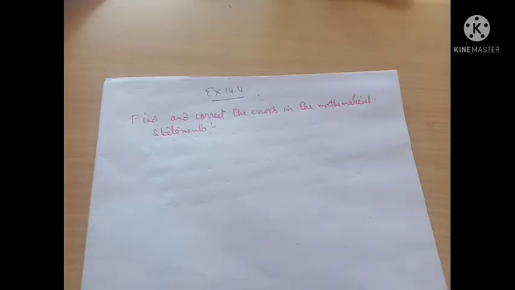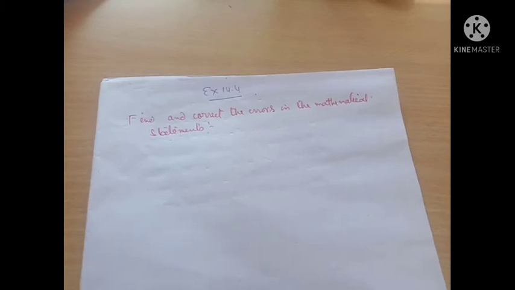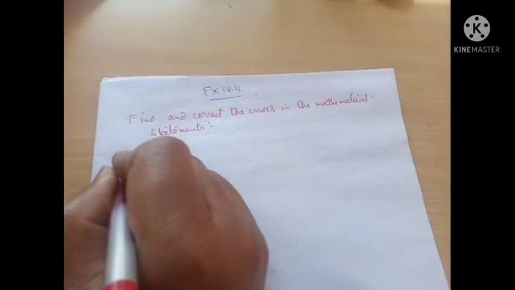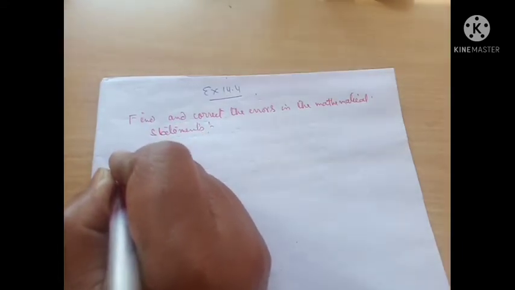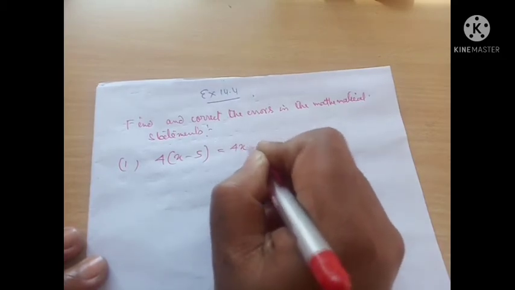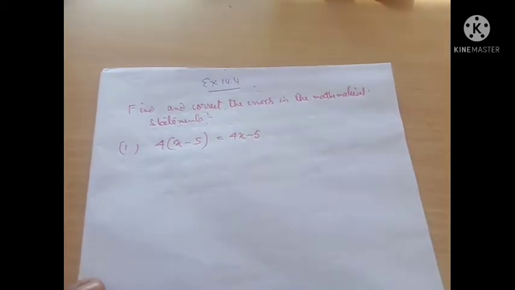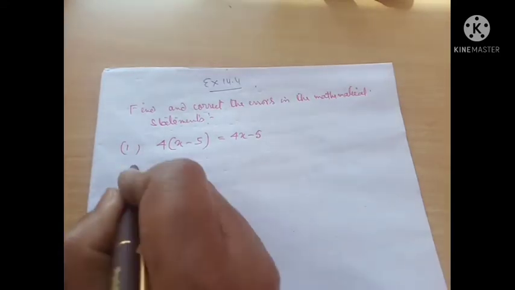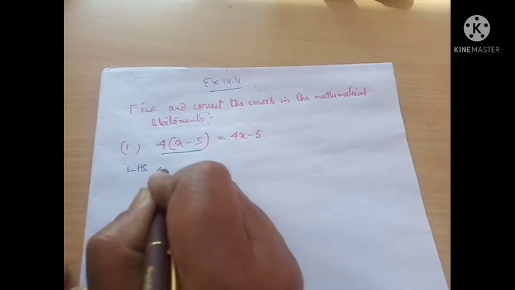Now for this topic, we are going to calculate exercise 14.4 and we'll find out how to find and correct the error for the given statement. The first one is question number Roman 1. Let's start with question Roman 1, that is 4x minus 5 is equal to 4x minus 5. Now we are going to calculate whether the given statement is correct. If it is wrong, then we have to correct it. If the statement is wrong, we have to correct the statement. Understand? Now let's see. First, find out the left hand side, this side. 4x minus 5.